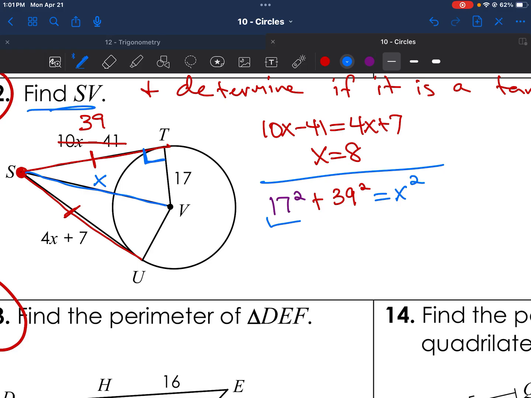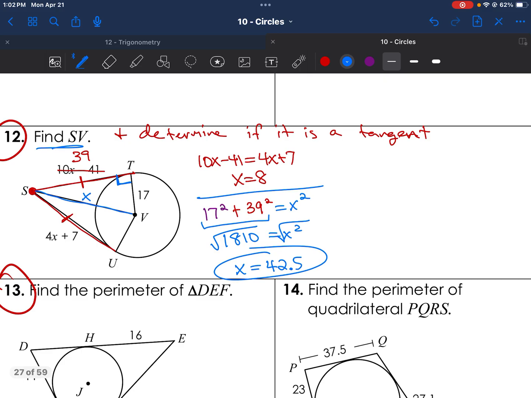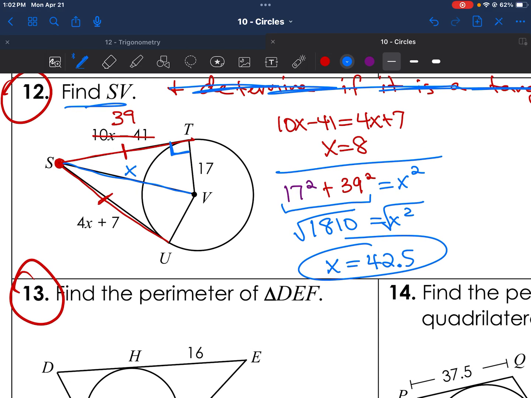All right, so when I do these two together, 17 squared plus 39 squared, I get 1,810. And then I can square root both sides. I'm going to get that x has to be 42.5, and that is going to be my entire length for SV. Don't worry about that part. I accidentally wrote that in. So SV will be 42.5.